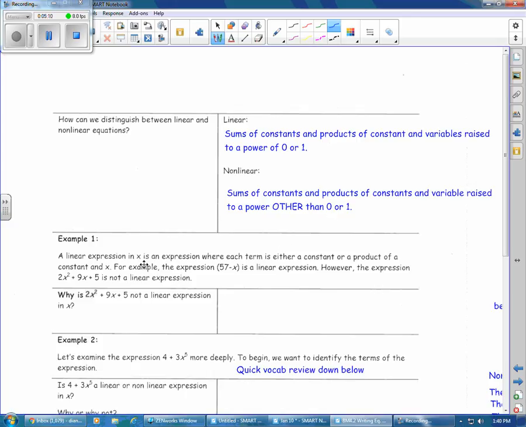A linear expression in x is an expression where each term is either a constant or a product of a constant and x. For example, the expression 57 minus x is a linear expression. However, the expression 2x to the second power plus 9x plus 5 is not a linear expression. Why? Hopefully right now you're writing down the answer before I even drag it over. Because it has an exponent of 2. This exponent of 2 right here makes it nonlinear.